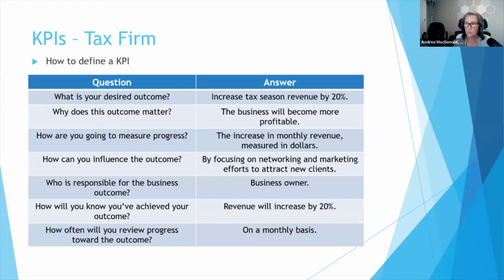The first question, of course, is what is your desired outcome? That's going to be the goal you're trying to achieve. So in this example, I want to increase my tax season revenue by 20%. This is going to be for next year. Like, let's say in 2023 for tax year 2022. So I want to increase tax season revenue by 20%.